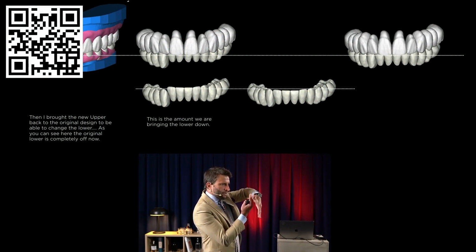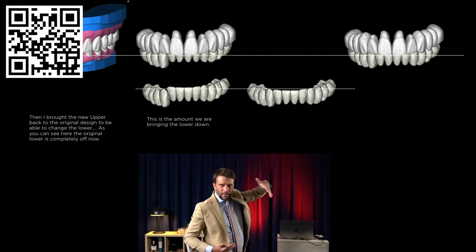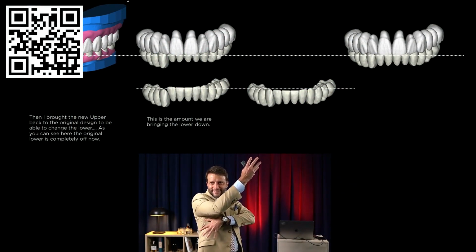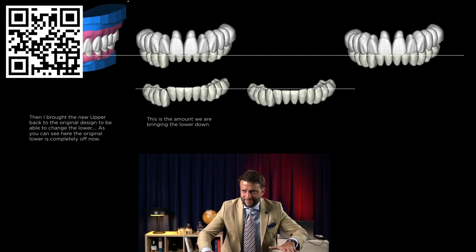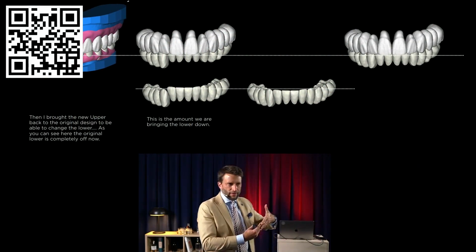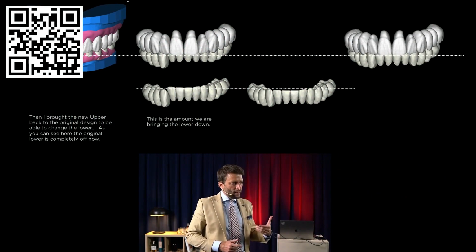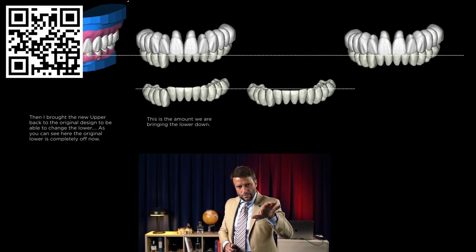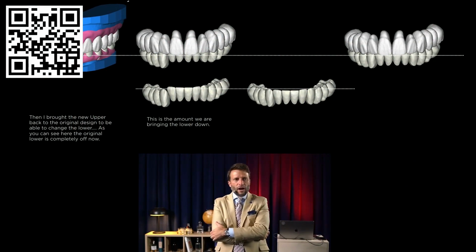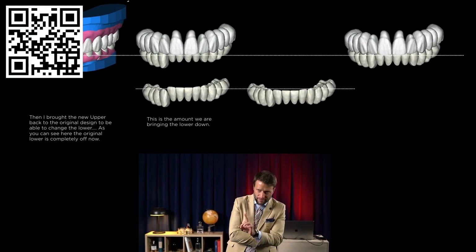We brought the whole upper down. So what we have now, the lower is going inside the upper. So what we need to do, we need to bring the lowers down to keep the vertical dimension, to keep the occlusion. So you see how we are bringing the lowers down, and then we have the new upper-lower occlusion.